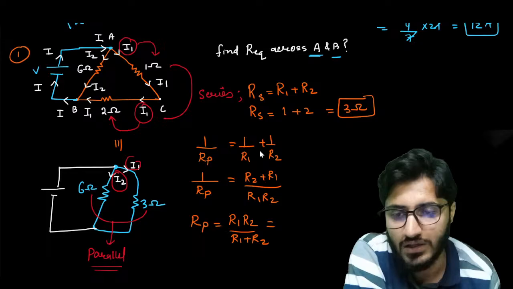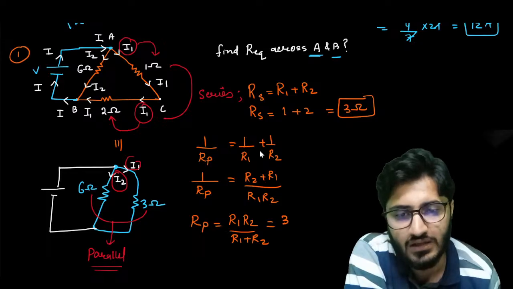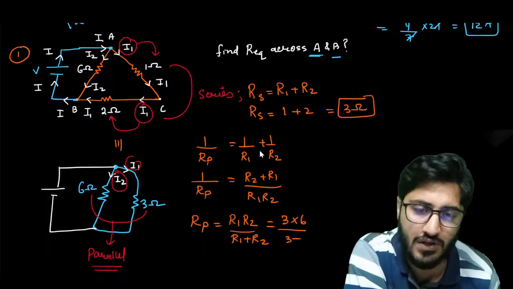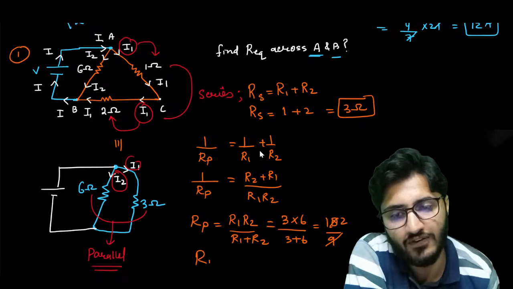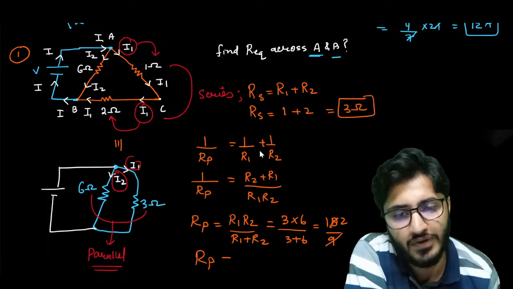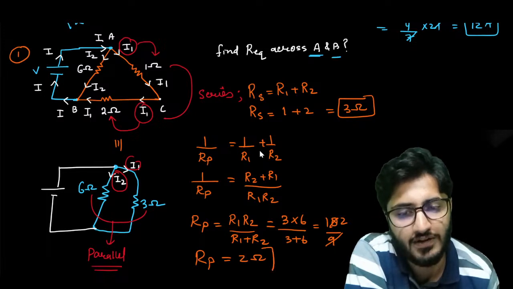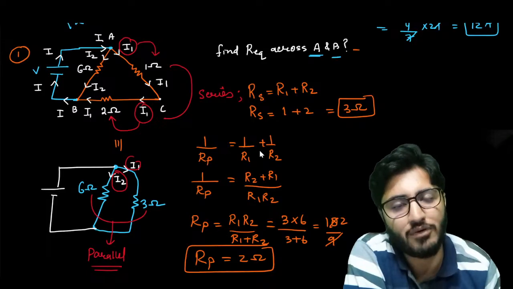Sir, what is R1? Let us suppose R1 is 3 and R2 is 6, divided by 3 plus 6. It is 18 divided by 9. 9 1s are 9, 9 2s are 18. So the equivalent resistance will be equal to 2 ohm. So my answer came out to be 2 ohm.